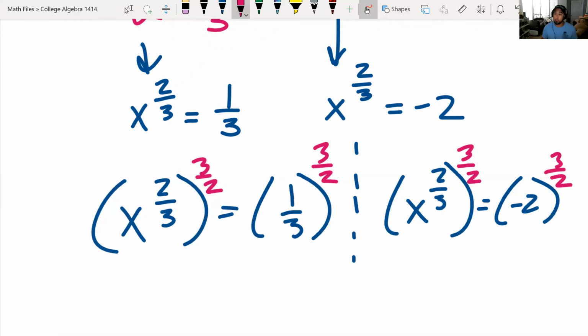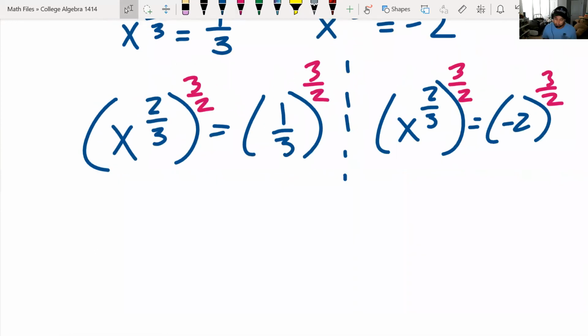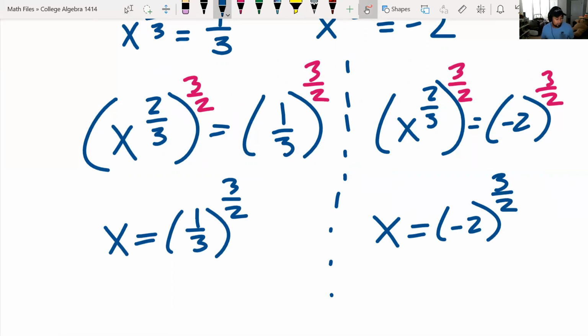So raise everything to the reciprocal power and simplify. So on here, these powers would cancel, right? Leaving us just with x. So you get x equals 1/3 raised to the 3/2. And over here, x equals negative 2 to the 3/2. Okay.